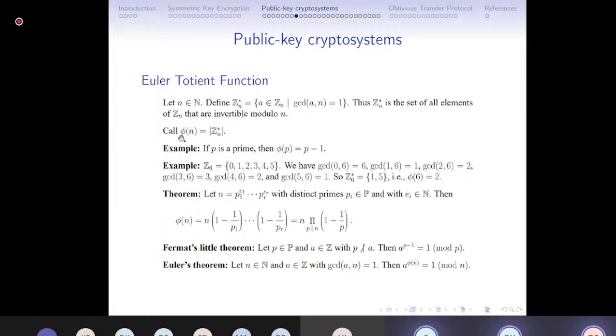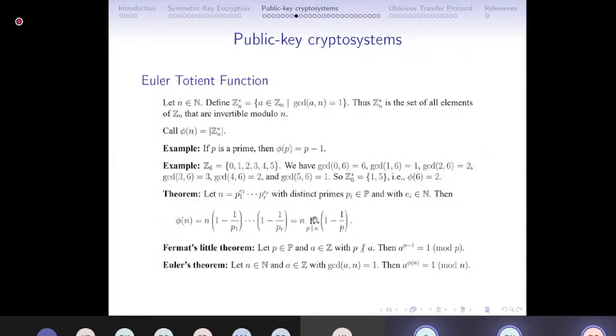So this is the actual formula of the Euler-Totient function. It counts how many numbers in this set have GCD with 6 equal to 1. As you can see, only the numbers 1 and 5 have GCD 1 with 6. That's why the Euler-Totient function gives you the value 2.